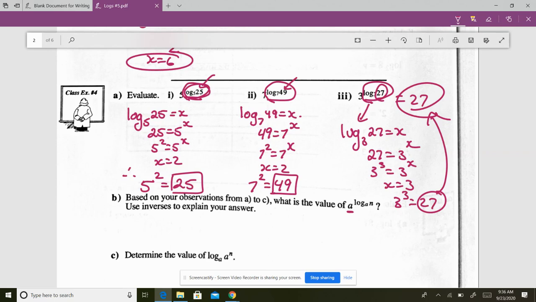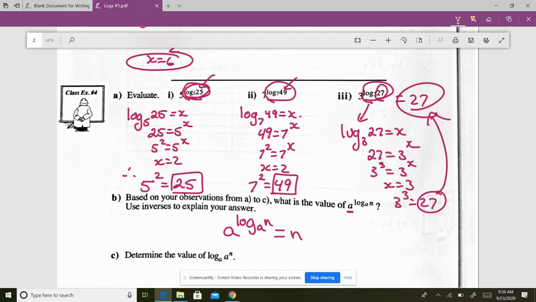So let's just rewrite this. I have a to the power of log base a of n. It always equals what? n.